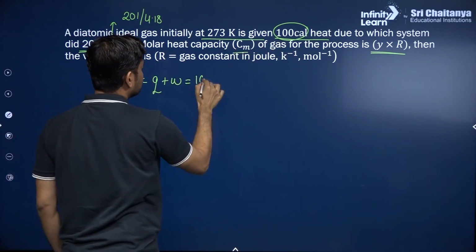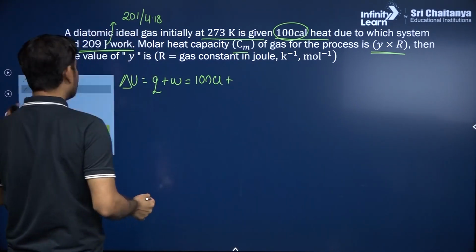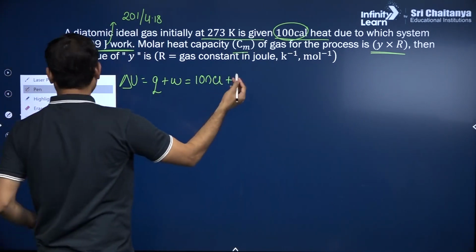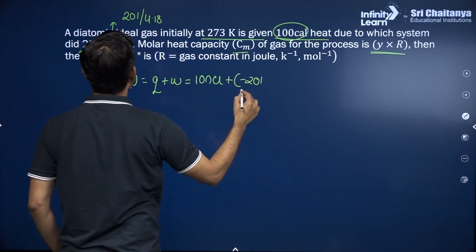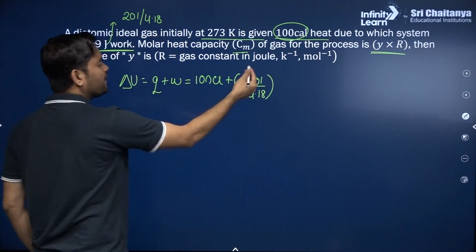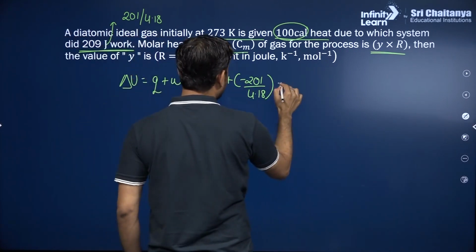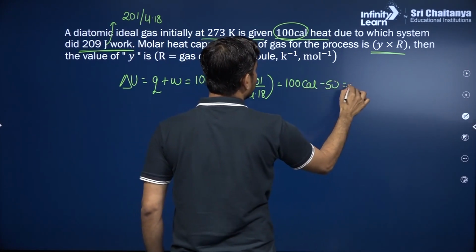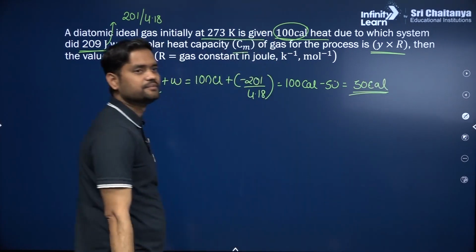Given is 100 calories plus. The system does the work, so the work done by the system means minus W. It will be minus of 201 by 4.18. 4 5s are 20, so basically it is around 50 calories. So that is equal to 100 calories minus 50, which gives you approximately 50 calories.